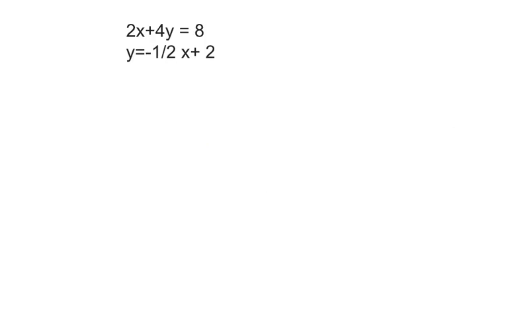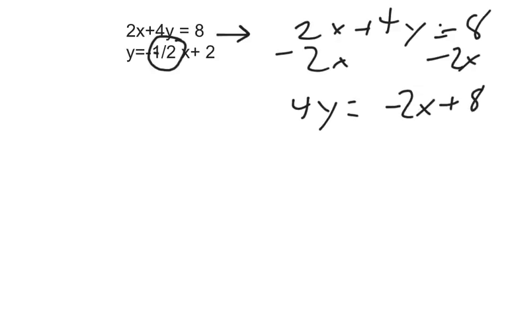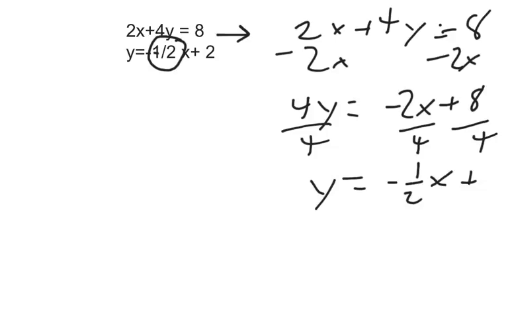So let's do another one. Let's say y equals negative 1/2 x plus 2 and 2x plus 4y equals 8. Well, with 2x plus 4y equals 8, we're already pretty much done with the other equation because we have this negative 1/2. Make sure we remember it's negative. So I'm going to solve for y. I subtract 2x, I got 4y equals negative 2x plus 8. Divide everything by 4, and we got y equals negative 1/2 x plus 2.